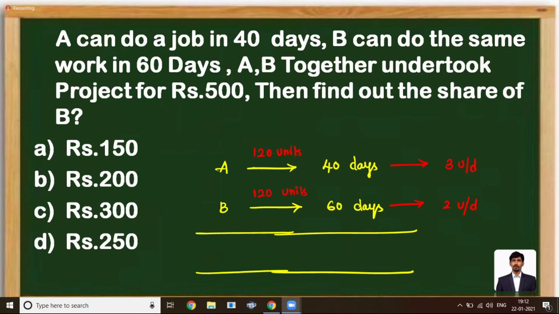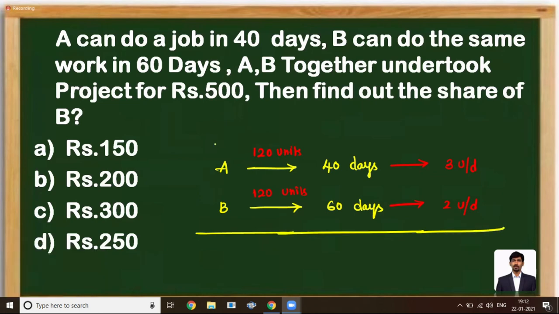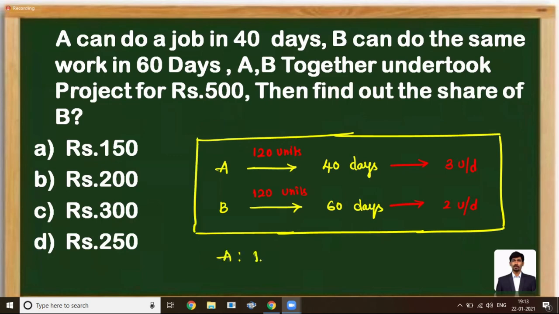So now, you can just observe here. A is capable of finishing 3 units in 1 day. B is capable of finishing 2 units in 1 day. So that means efficiencies of A and B are in the ratio of 3:2. That means the amount is also distributed in the same ratio.